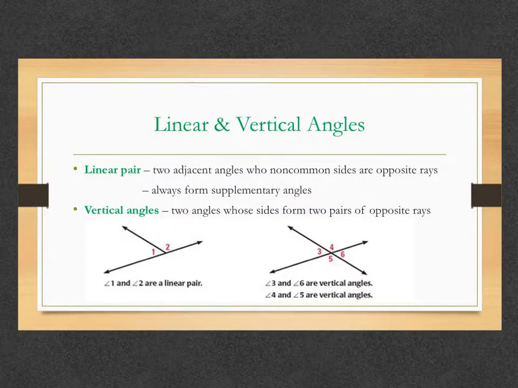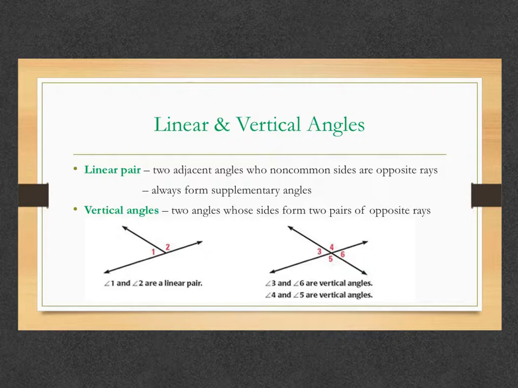All right, linear and vertical angles. So a linear pair are 2 adjacent angles whose non-common sides, so the ones they don't share, are opposite rays. And because opposite rays form a straight line, linear pairs are supplementary. Vertical angles are 2 angles whose sides form 2 pairs of opposite rays. They make a perfect X, okay?